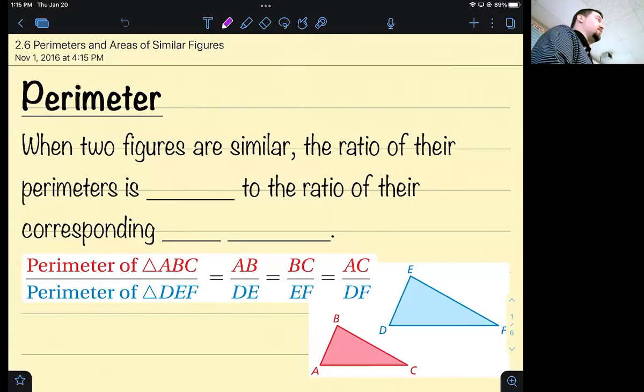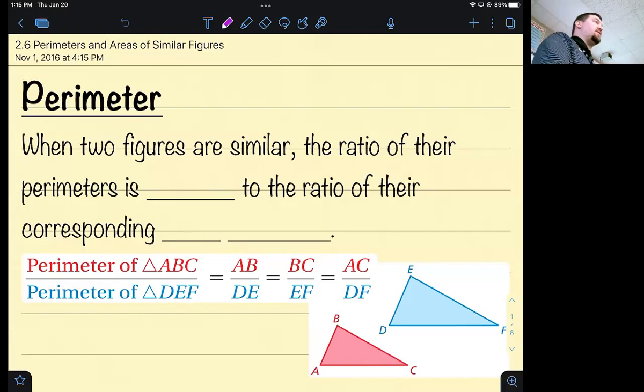You may want your calculators for this, by the way, so go ahead and get those out. Section 2.6, perimeter and area of similar figures. We know what perimeter is. We know what area is. We've done a lot of area this year.